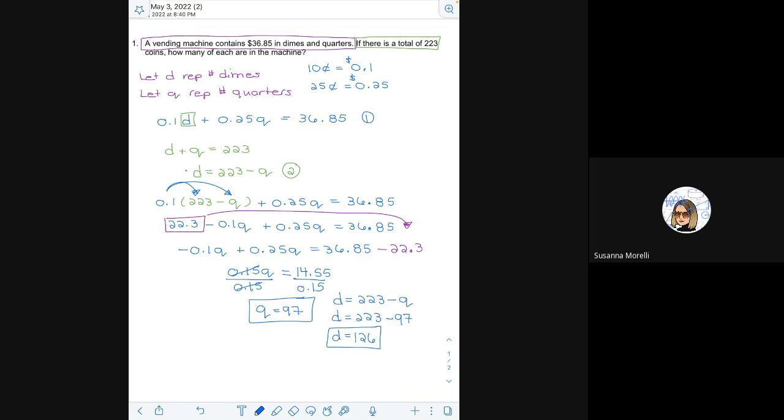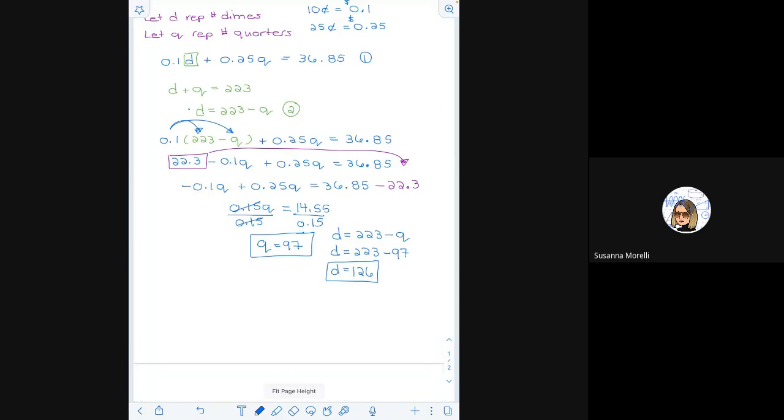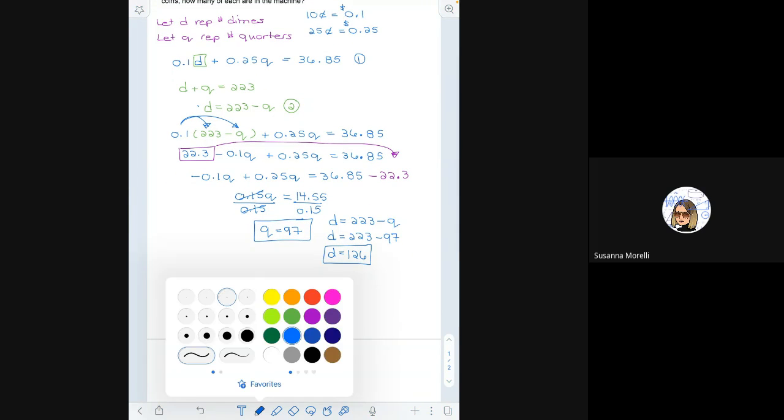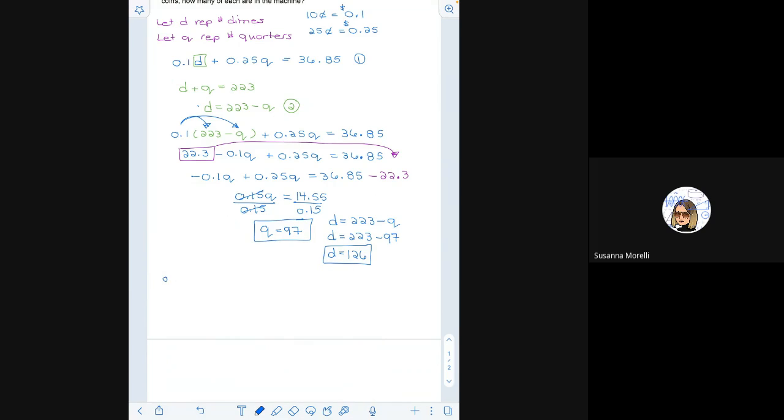Now we got to finish off this question with a therefore statement. Those are communication marks, right? Actually, I'm going to do all the communication marks in purple here. So therefore, there are 97 dimes. Oh, not 97, sorry, 97 quarters. Sorry about that. And 126 dimes. And there you go. The question is complete.